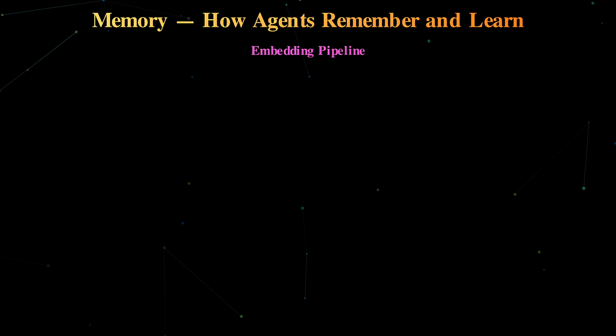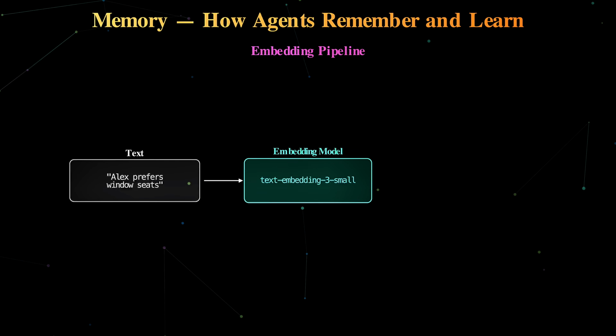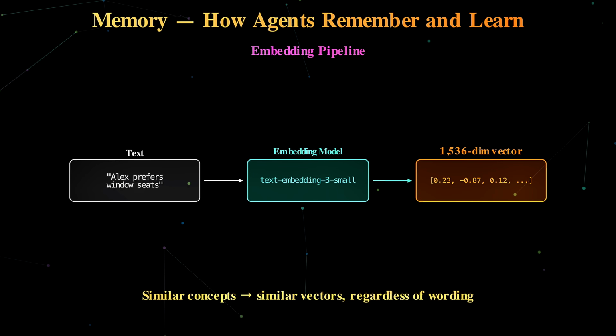The technical pipeline works like this. When the agent decides to store a memory, it passes the text through an embedding model, like OpenAI's text-embedding-3-small, which converts it into a high-dimensional vector, typically 1,536 or more floating point numbers. This vector captures the semantic meaning of the text. Similar concepts produce similar vectors regardless of exact wording. The vector is stored in a vector database, alongside the original text as metadata.